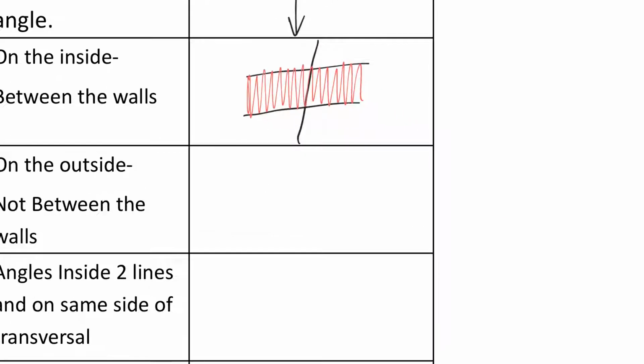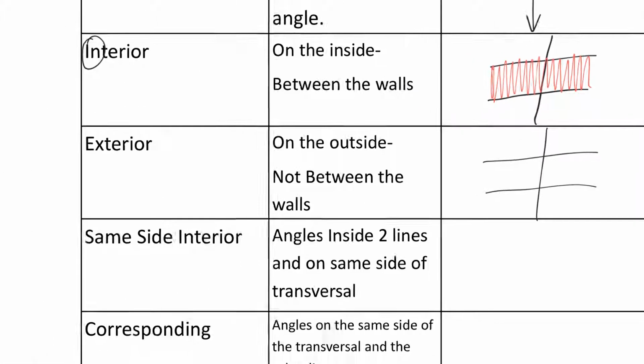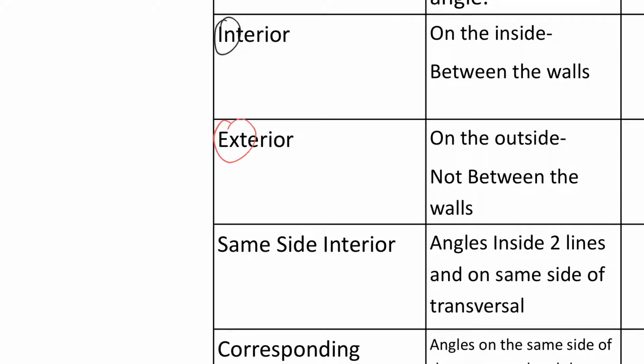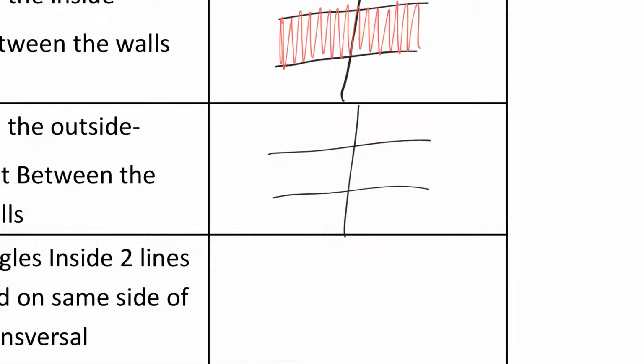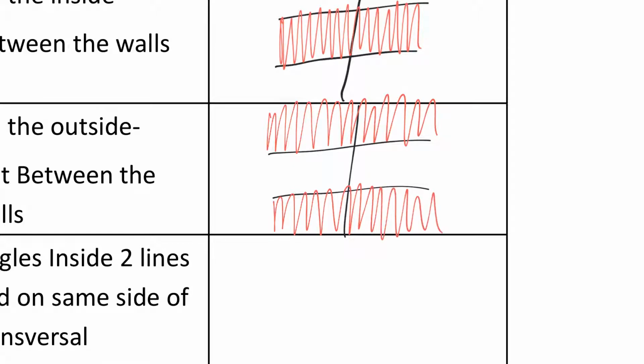Okay, so then on the exterior, I'm going to draw the same type of thing. What does exterior mean? Outside. It means on the outside. If you had an I in here, it's like exit, like you go to the outside. So it's everything not between the walls. It'd be everything out here and everything out here.